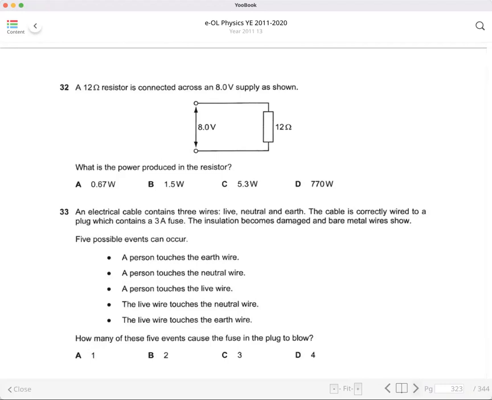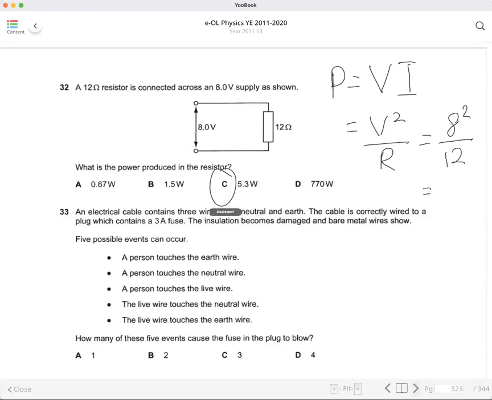What's the answer for this? Okay, power is equal to VI, which is equal to V squared over R. If you put in your values, you should get your answer. And the answer is? Bei Kwan, what's your answer? Okay, so answer is C. Well done. Okay, do question number 33.